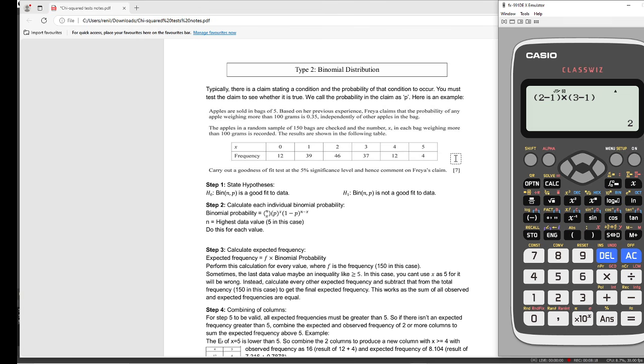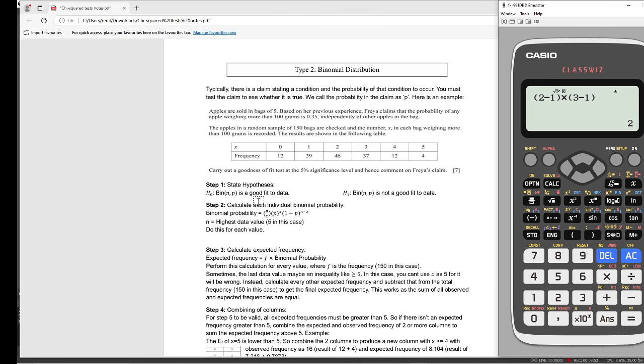Step 1 of every single test that we do is to state the hypotheses where applicable. In this case, since we're using the binomial distribution as a model, we're going to state that H null is Bin(n, p), where n is the total number of terms used, which in this case would be the sum of all this, or 150, comma 0.35, which is the probability of success or probability stated, and we have to state that this is a good fit to the data. Our alternative hypothesis H1 would state that it is not a good fit to the data. It just contrasts with H null.